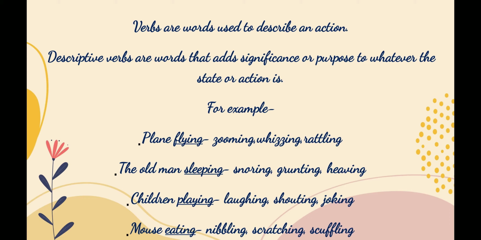So it's not necessary that we only express what the children are currently doing. That is why we say that descriptive words add more significance or purpose to the particular action. The action was playing, and now we're replacing the ordinary verb by adding a more descriptive verb to it. Last, we have mouse eating. Instead of eating, we can say the mouse nibbling, or scratching, or the mouse scuffling. So this is how descriptive verbs are used to modify ordinary sentences by describing them more descriptively.